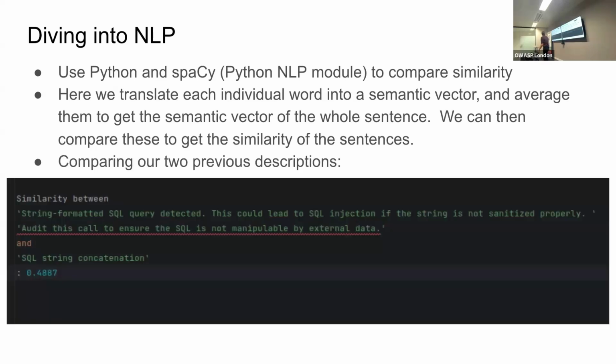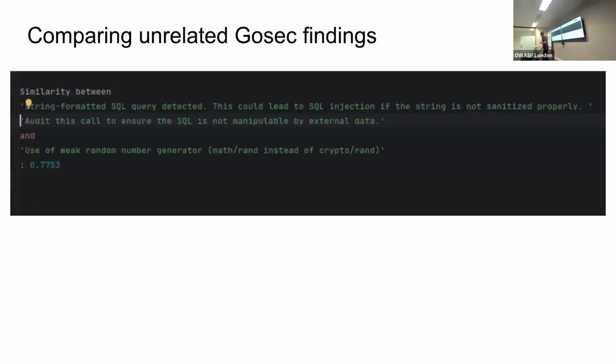As a very quick example, we have our long description here and our short description. This gives a similarity between 0 and 1, in this case 0.5, which is quite similar. So that's pretty good. But it's actually not. It's terrible, because when we compare it to a completely different example, use of weak random number generator, instead of SQL, it's a lot more similar. It's 0.8. So it's completely in the wrong direction.